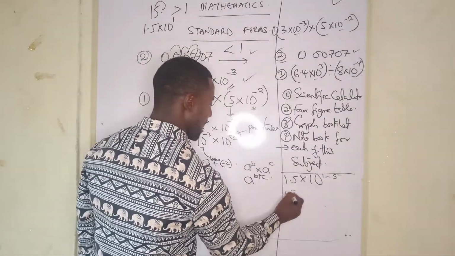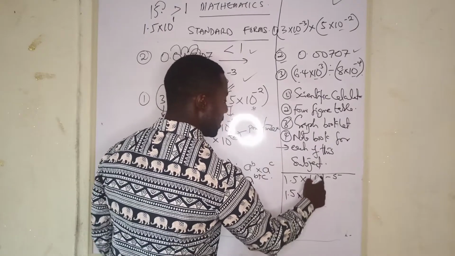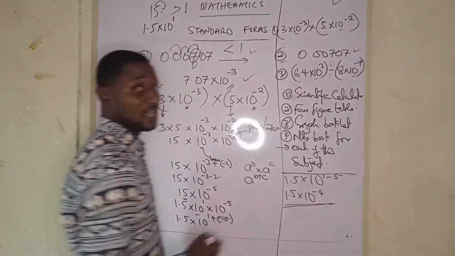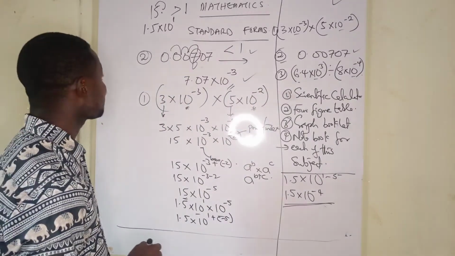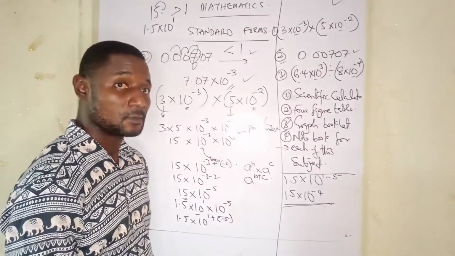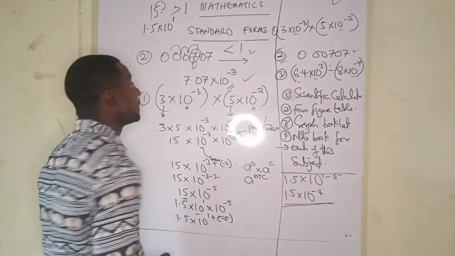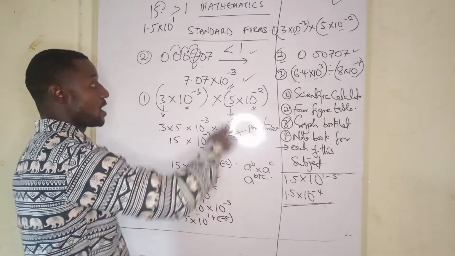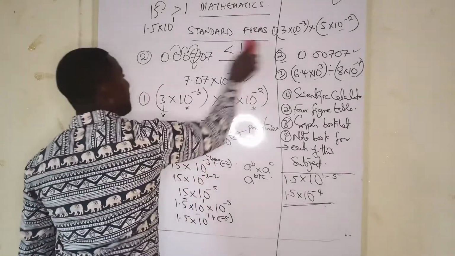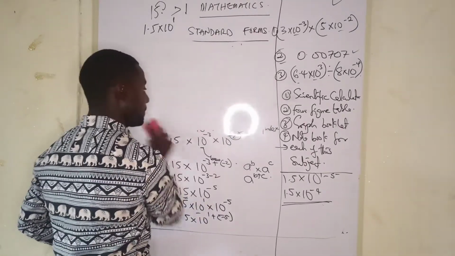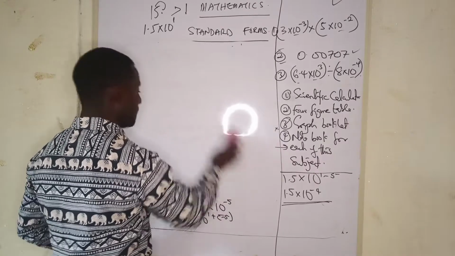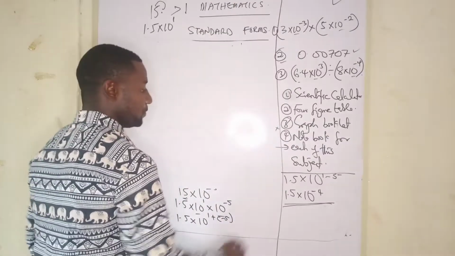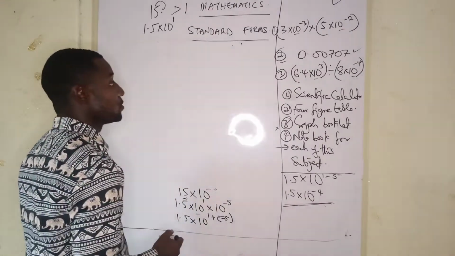Then conclusively we have 1.5 times 10 raised to the power 1 minus 5 will give what? Minus 4. That's our final answer. I hope we are clear here, and we are taking down the notes. I will have to rub up so that we can continue. Okay? Now, this is the answer to that question.